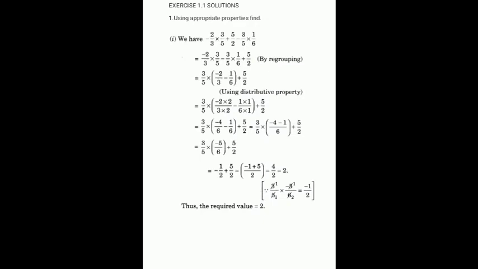Then we will get minus 2 by 3 into 3 by 5 minus 3 by 5 into 1 by 6 plus 5 by 2. Next calculation. Before that we will take the common factor outside. That means 3 by 5 outside the bracket. Then we can write like this. Next, in the bracket we can do the fraction operation with the LCM method. Then 3 by 5 into minus 4 by 6 minus 1 by 6 plus 5 by 2. Calculating, we are getting 2. Then one question is done here. You check out all the steps.